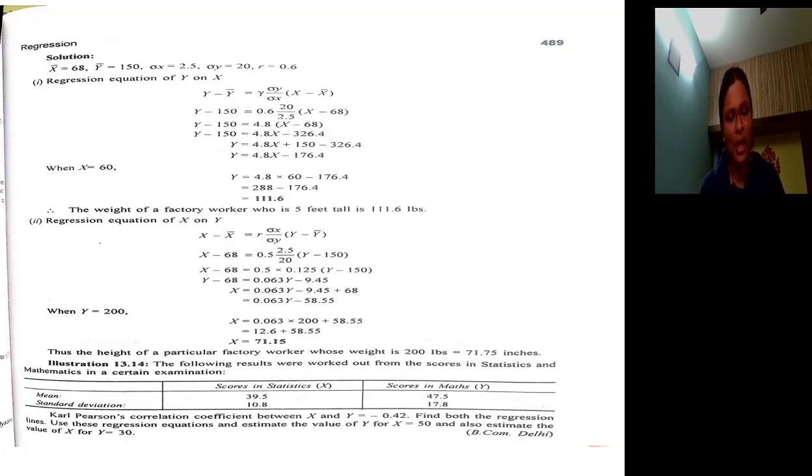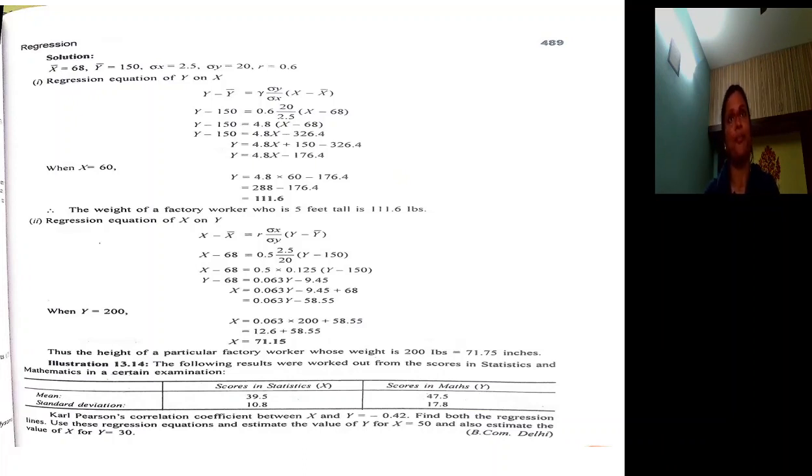Find both the regression lines. Use these regression equations and estimate the value of y for x equal to 50, and also estimate the value of x for y equal to 30. So they have given us the mean score in statistics, the mean score in maths, the standard deviation of both, and even the correlation coefficient r. What we have to do is find the value of y when x is 50, and the value of x when y is 30, using the regression equations.